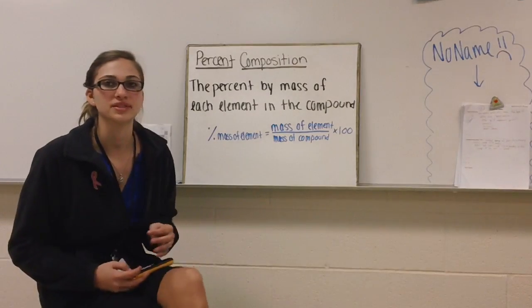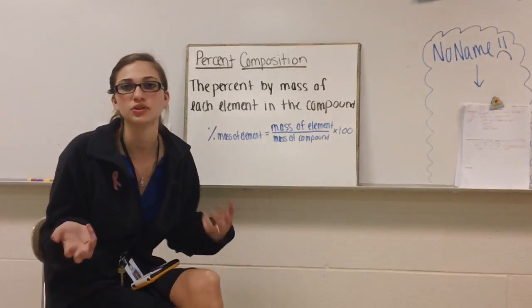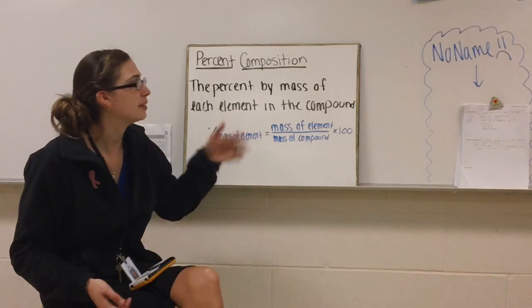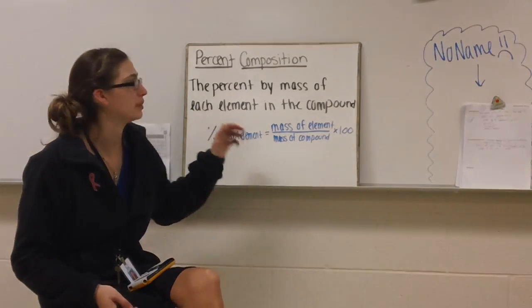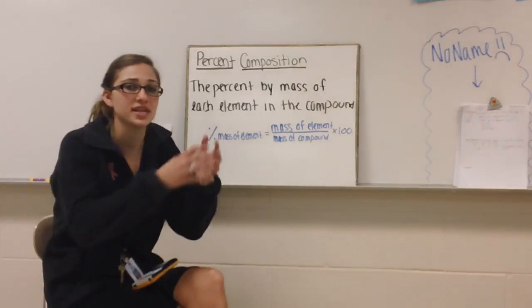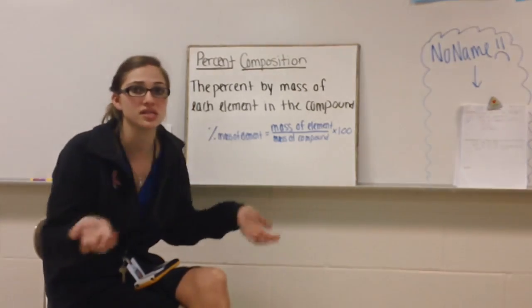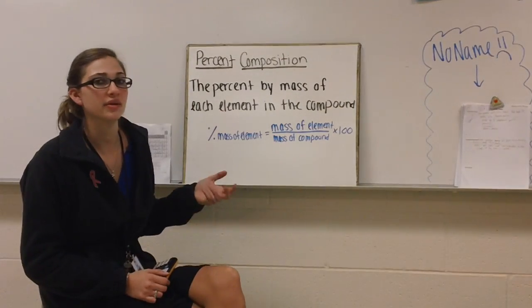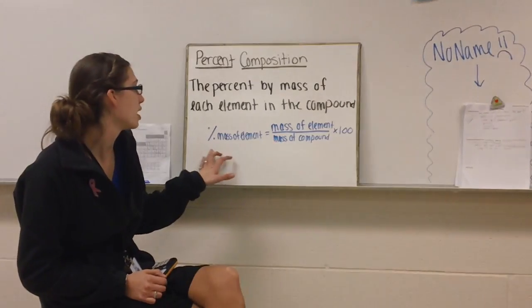Today we're going to learn about percent composition. Let's think about what those two words mean. It's the percent by mass of each element in a compound. So it's the percent of each element that composes the entire compound. So how are we going to find this? We're going to use the formula.